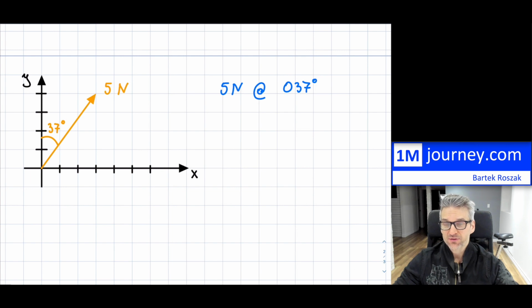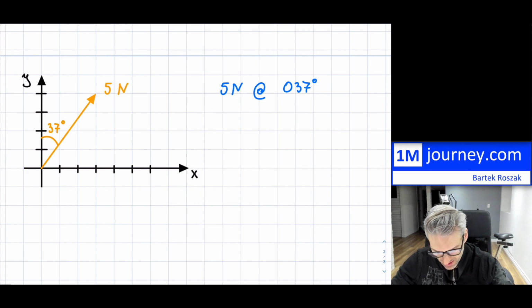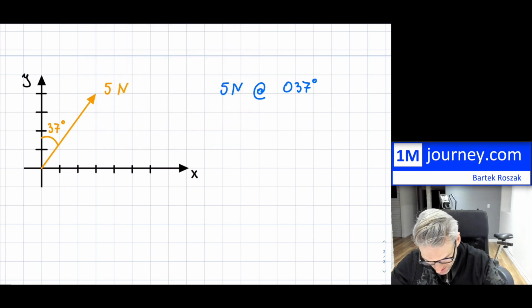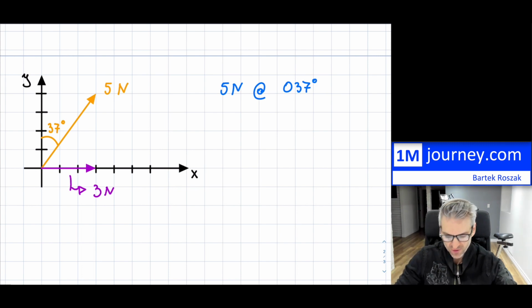Now, if you're thinking about the Cartesian representation, and you've seen me doing this, you would break this down into its x and y components. The x component would have been equal, at least in magnitude, to 3. So I can think of this as 3 newtons going east, or 3 newtons at 0 degrees.